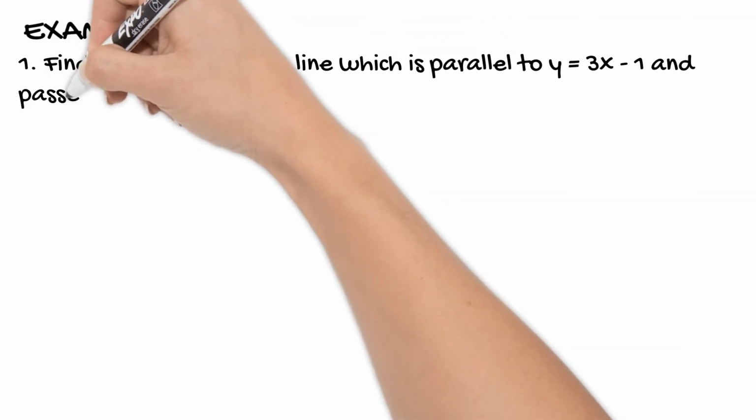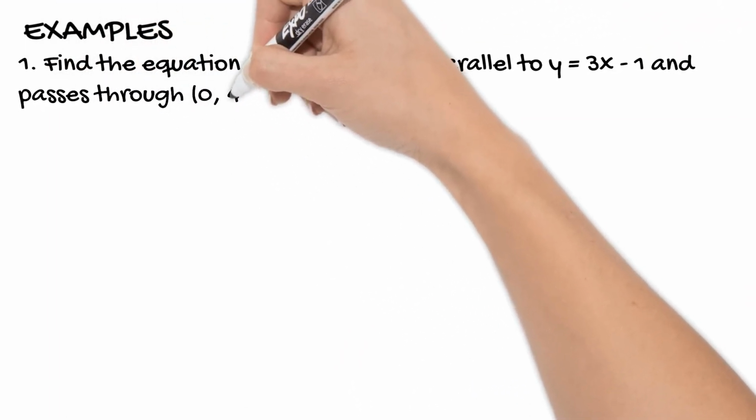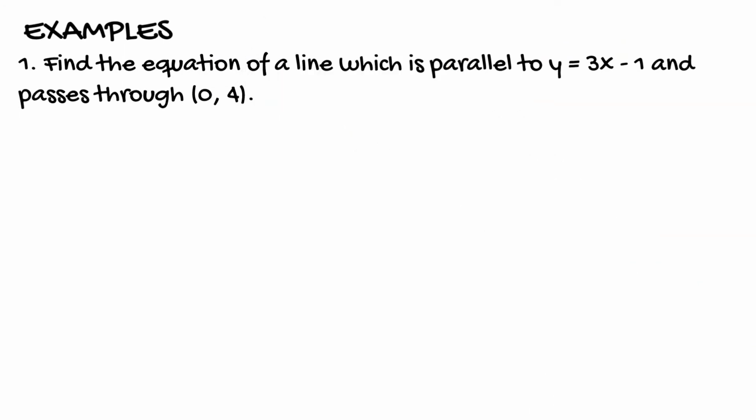Now it's really important to remember we're still using our gradient intercept form. So that's where we read our gradient and our y-intercept straight off the equation. So if this line is y equals 3x minus 1, we can see straight off the bat its gradient is 3 and it crosses the y-axis at -1.